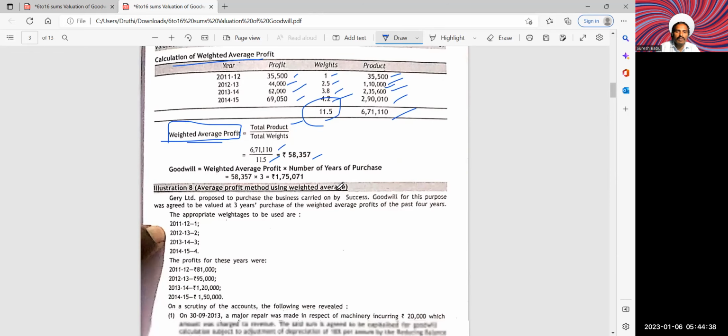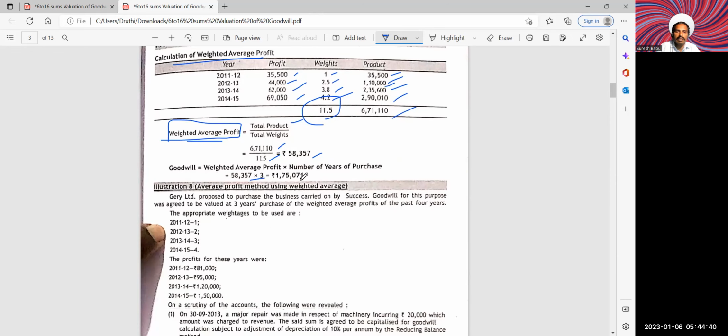So into how many years? 3 years purchase is goodwill, 1,75,071. Even this particular sum is also homework. Double all the figures. Don't neglect it. Do it. Copy it in the notebook.